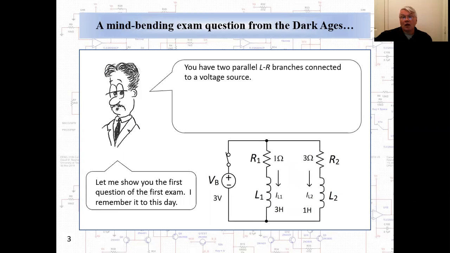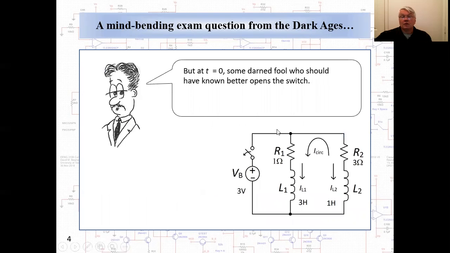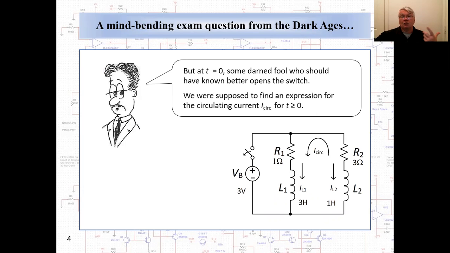You have two parallel LR branches connected to a voltage source, and they're connected through a switch. And this switch has been closed since the time of the pharaohs. So the currents in each branch have reached their steady state values: 3 amps in L1, 1 amp in L2. But at time t equals 0, some darn fool who should have known better opens the switch. And we were asked to find an expression for the circulating current for t greater than or equal to 0.